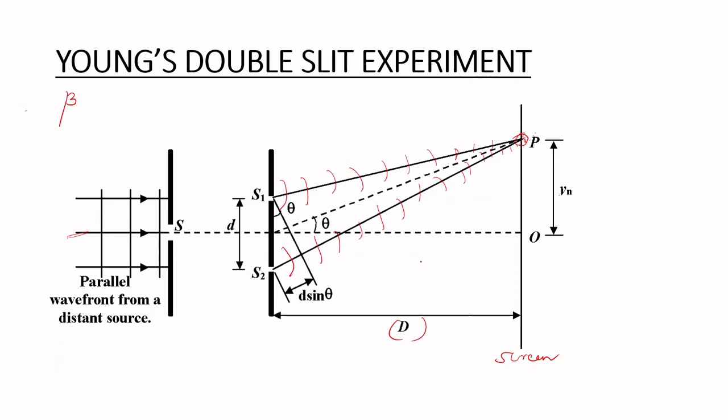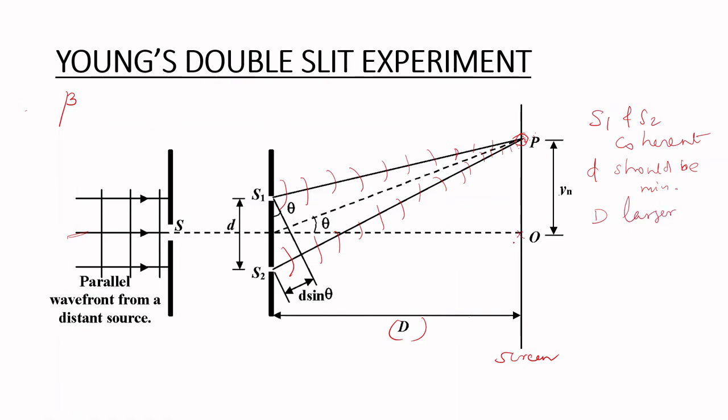Now, for the sustained interference pattern, if we have to get it on the screen, there are certain conditions. First condition is both the sources S1 and S2 must be coherent. Then the distance d should be very minimum, and the distance capital D, that is the distance between the sources and the screen, must be comparatively larger.